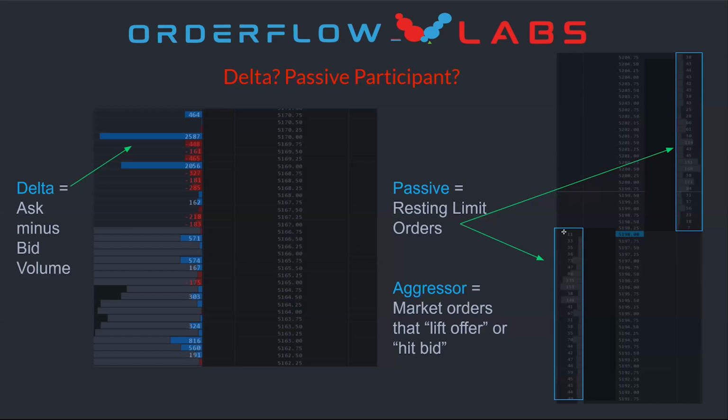So these passive participants are a bigger part of that story than the aggressive participants, because those are the folks that typically put on size in what I would say is an invisible fashion. As you guys have probably watched a few DOMs or depth of markets, you'll see price coming into an area, and there's 73 lots right here on the bid, for example.